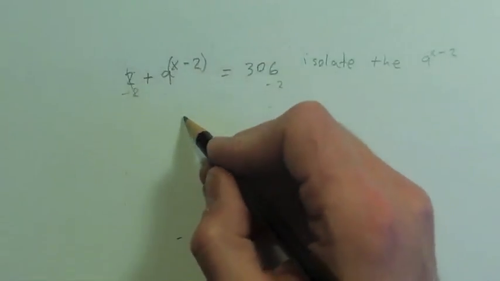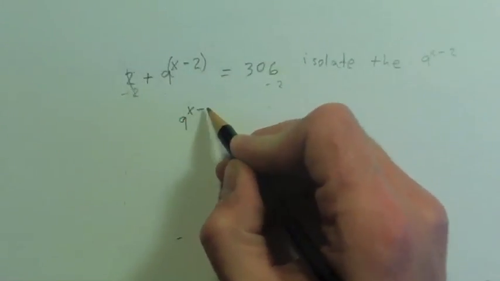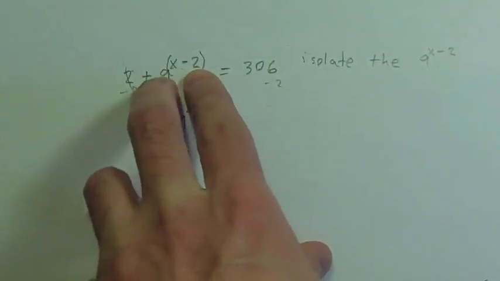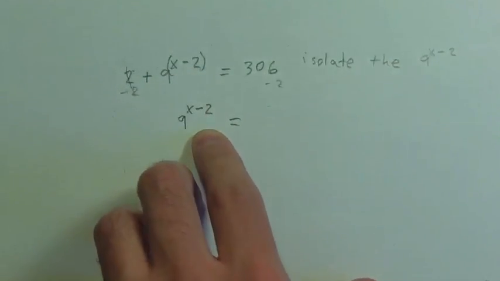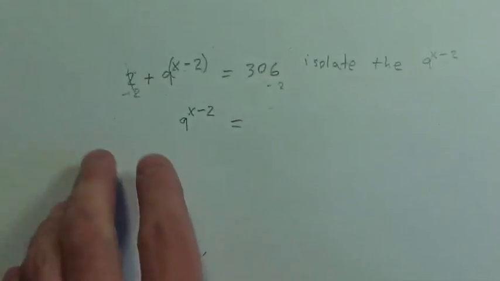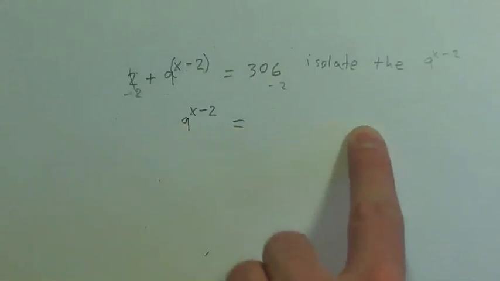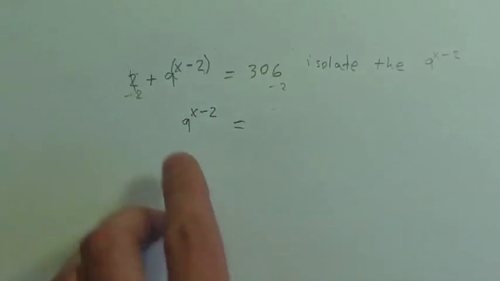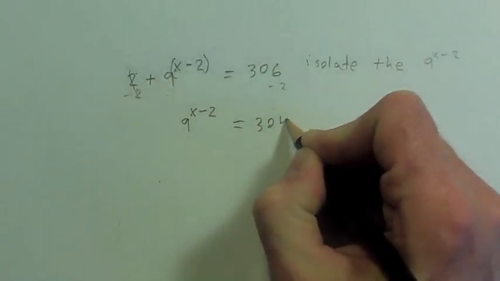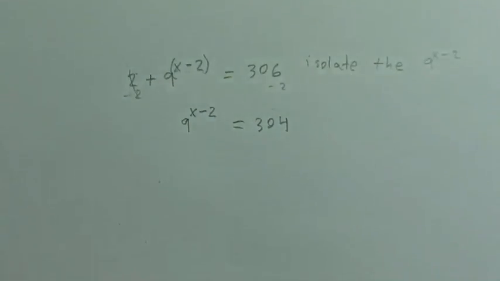Okay, so now I have 9 to the (x minus 2). Notice I put parentheses here just to really drive home the fact that I am raising 9 to the entire x minus 2. So it's not 9 to the x and then minus 2 on the outside. It's actually all of this in the exponent. Okay, so then we get 304. Now that we're here, we're going to take ln of both sides.